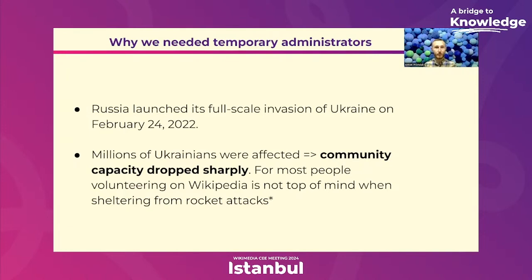As you probably know, Russia launched its full-scale invasion of Ukraine on February 24th, 2022, and millions of Ukrainians were immediately affected by the war. And as a result, community capacity dropped quite sharply. For most people, volunteering on Wikipedia is just out of mind, and they are evacuating or fleeing.